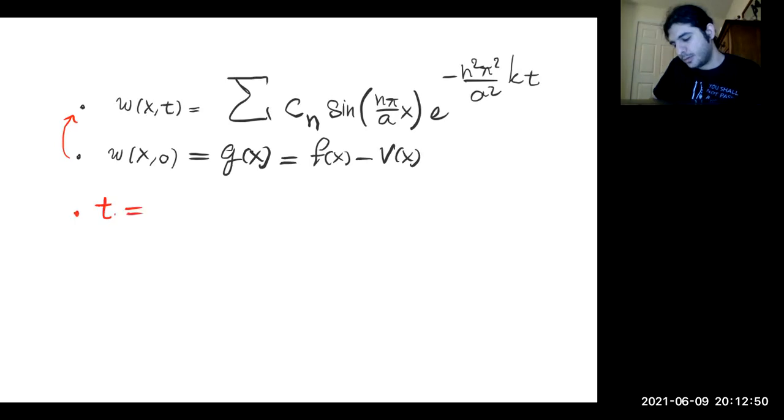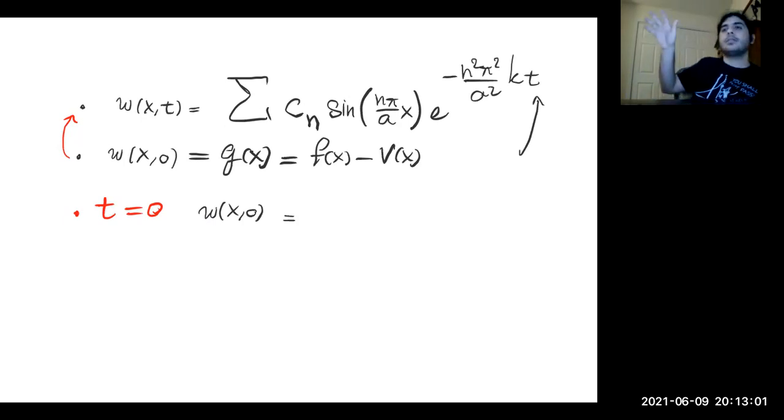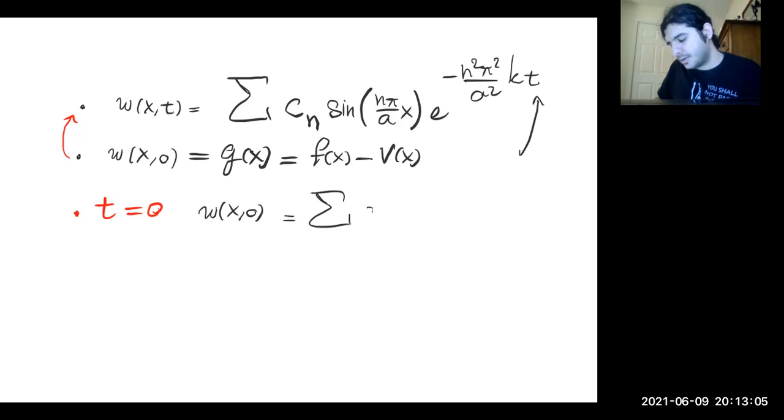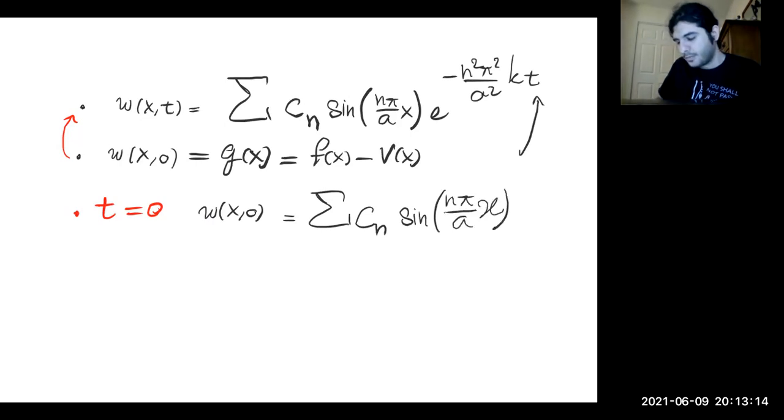Let t be equal to 0. If we let t equal 0, we get w of x and 0. So let this t here be 0. We would have e to the 0, which is equal to 1. So we get sigma cn sine of n pi over a x. Now the condition says this is supposed to be f of x minus v of x.